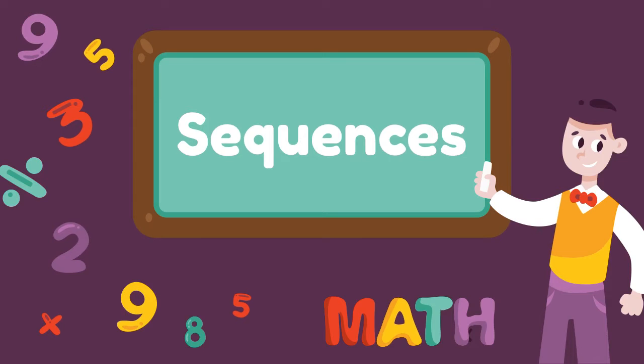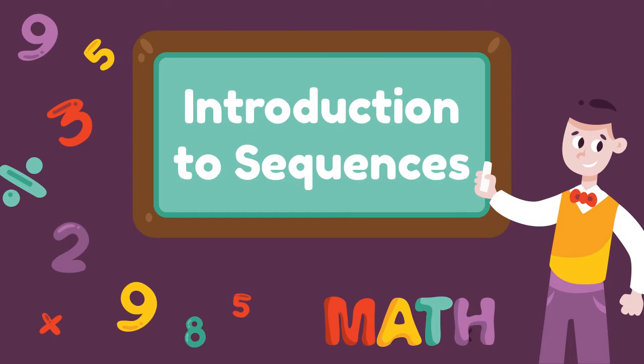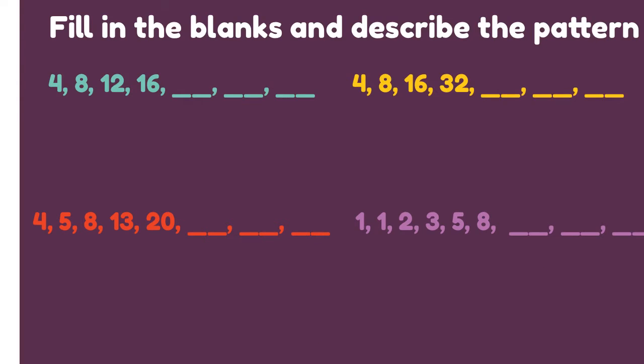In this video, we are going to talk about different types of sequences. Here's a few examples, so let's see if we can fill in the blanks and describe the pattern. If you look at the first pattern, we've got 4, 8, 12, 16.